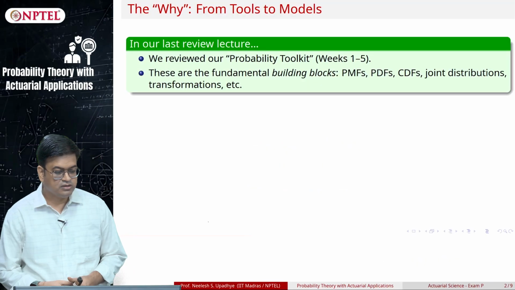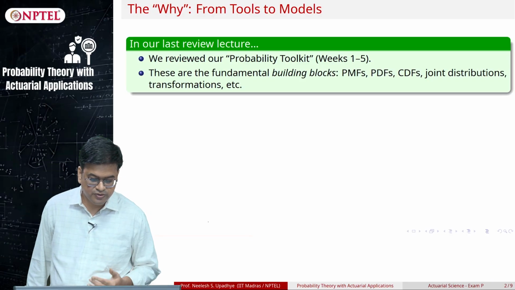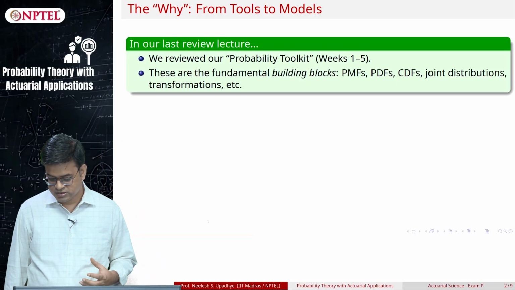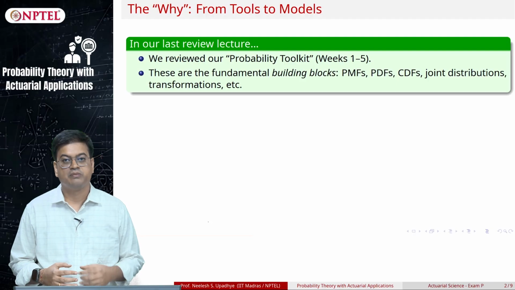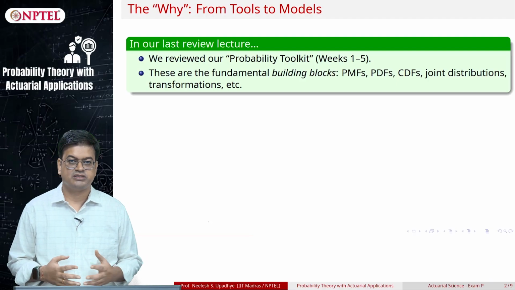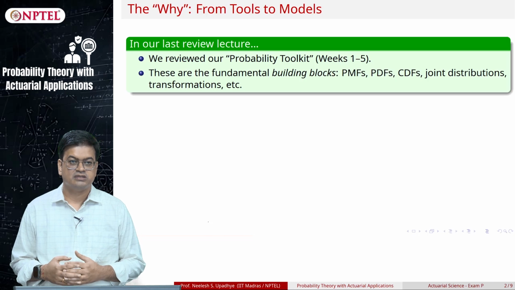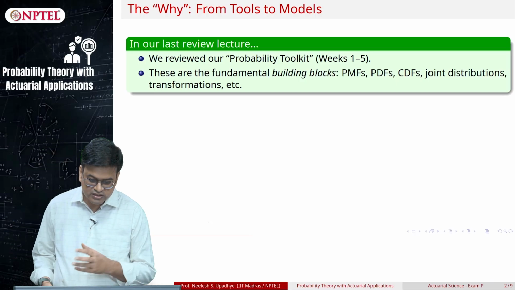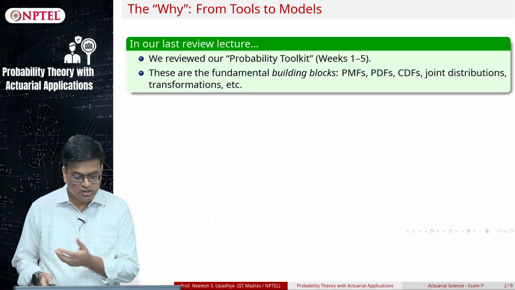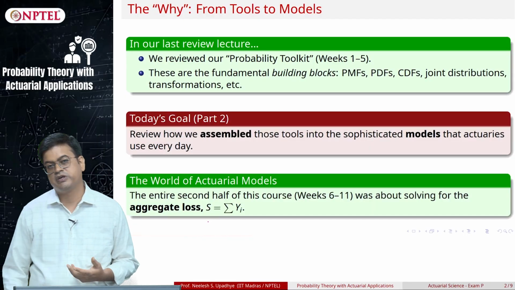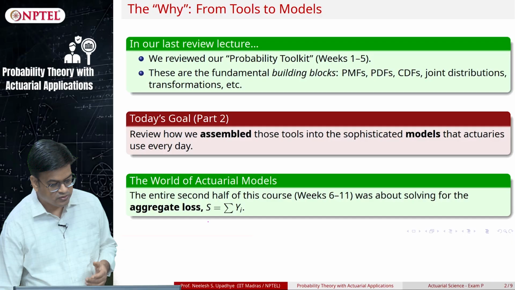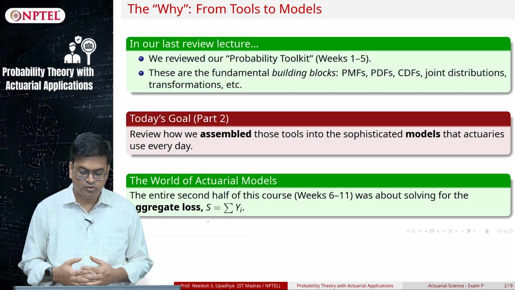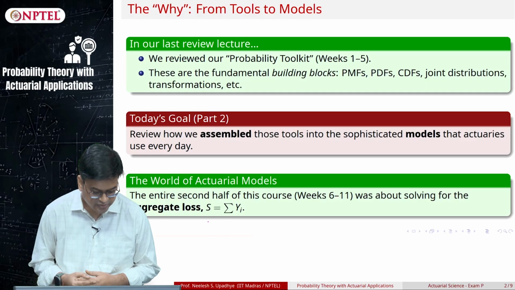Let us begin. In the last lecture, we actually reviewed the probability toolkit. These were the fundamental building blocks. That means we studied PMFs, PDFs, CDFs, joint distributions and transformations. Now we have to understand this and assemble these pieces together to have some transformative knowledge. That is our today's goal. We will review how we assembled those tools into sophisticated models that actuaries can use in day-to-day life.